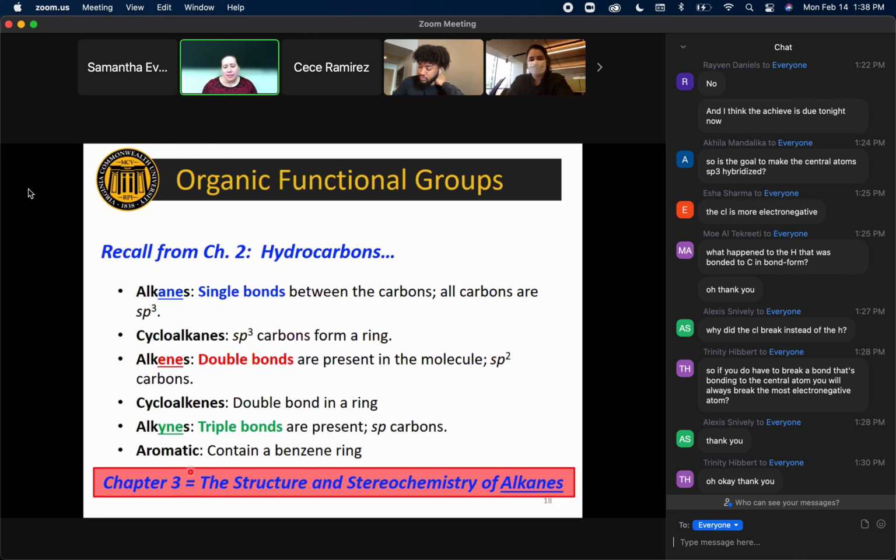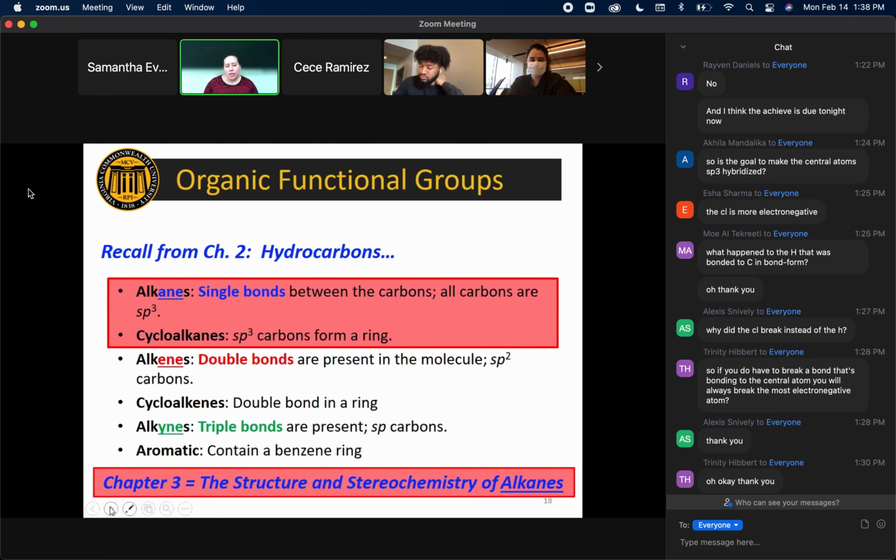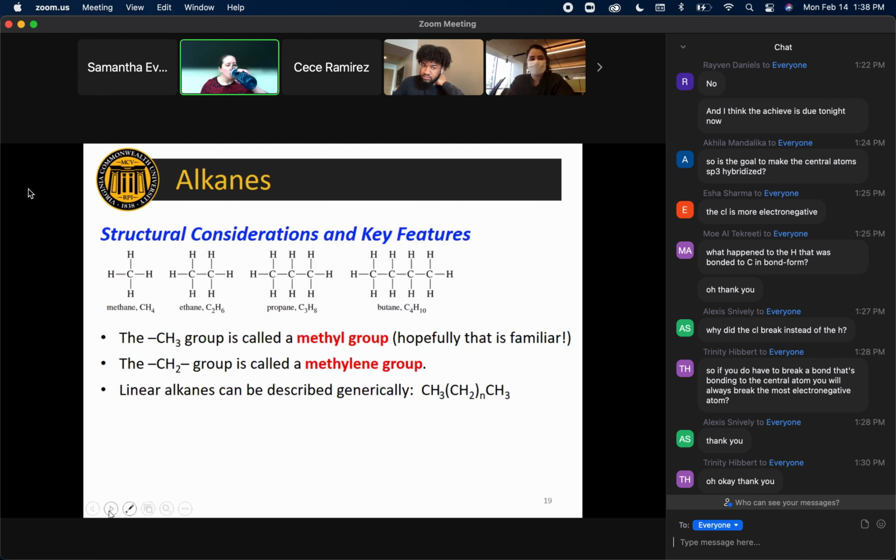Chapter 3 is literally called The Structure and Stereochemistry of Alkanes. So for chapter 3, we are only going to spend our time up here in this section of the types of functional groups, alkanes and cycloalkanes. I'm going to take you through some of the key features of alkanes structurally, and then we'll get into nomenclature.